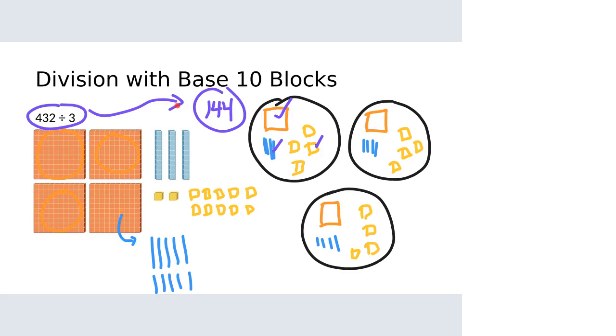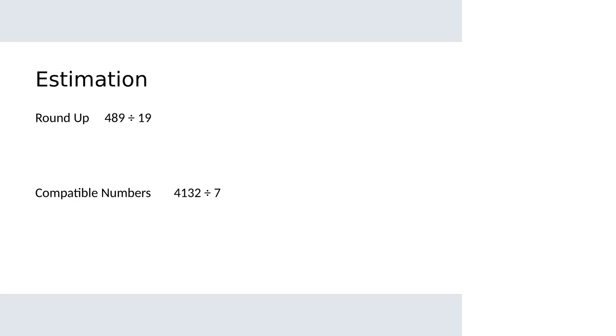Then you go, well, this is great, but we also have this other approach we could use to divide 432 divided by 3 and see how that plays out. Make sure you know the cube, long, and flat. You might be asked to identify those at some point.